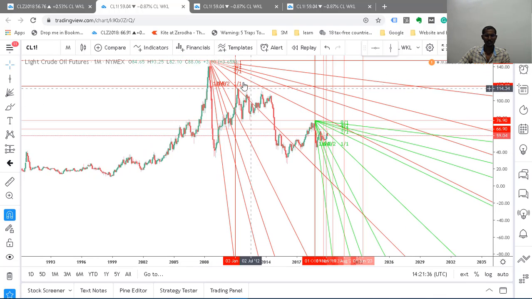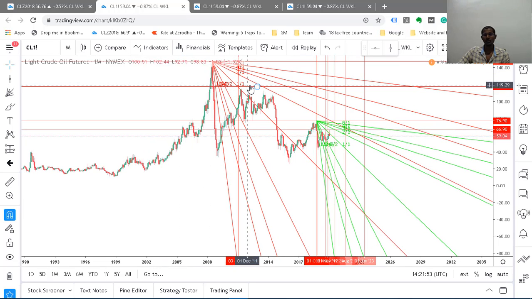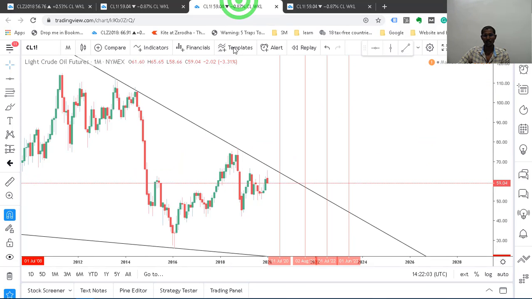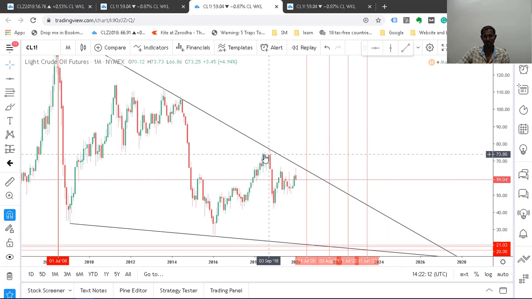The important factor is that the two-wave structure has already unfolded, and the correction for the entire structure from the $147 has already been completed. We can say this based upon another piece of evidence, by connecting the important points throughout this trend and understanding how the recent development has reacted to that particular trend line.